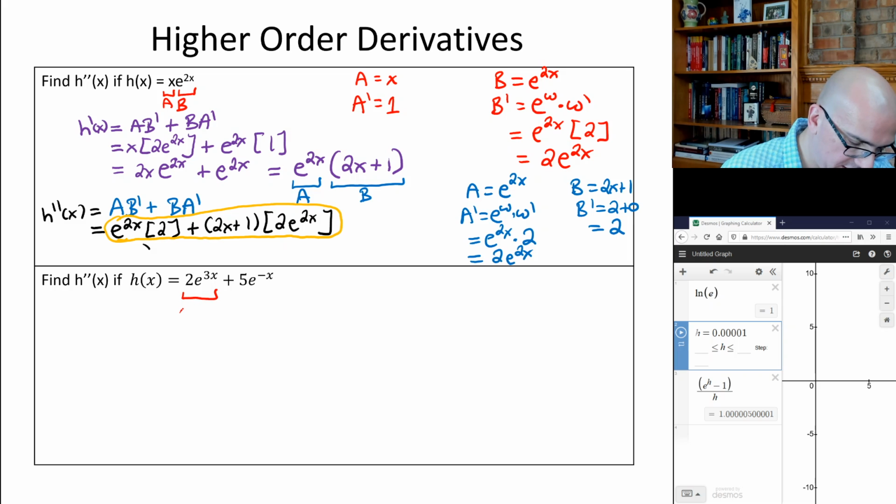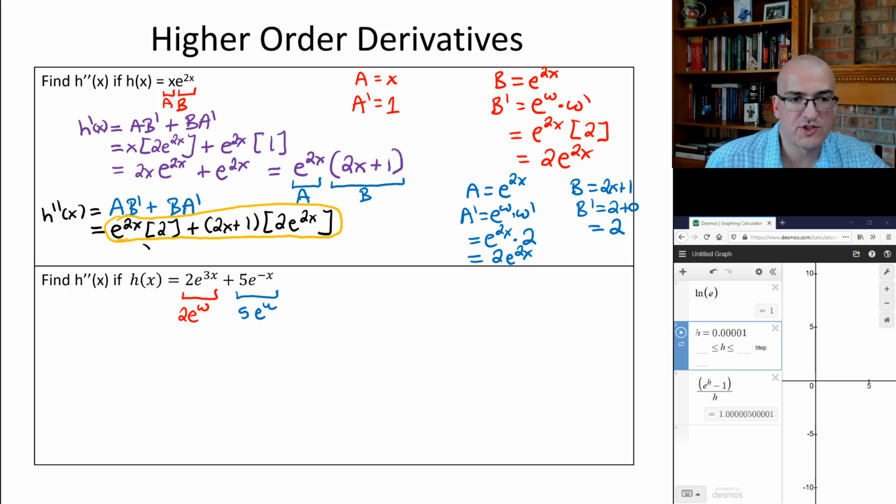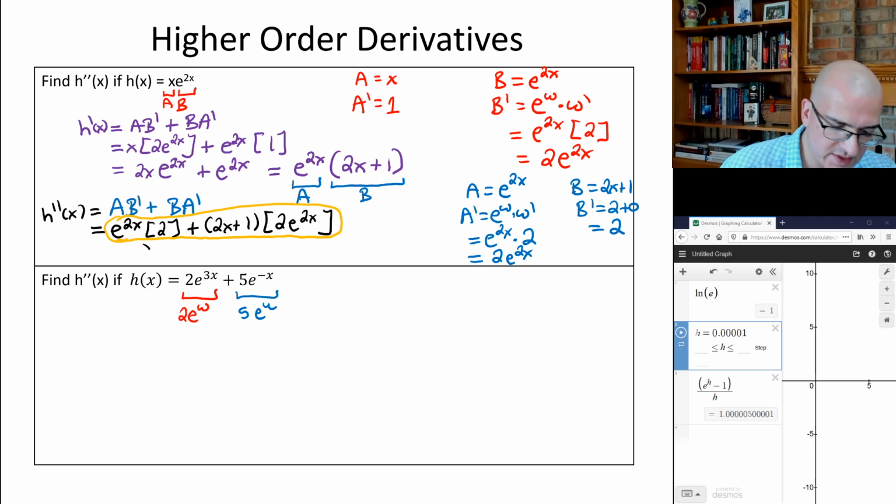So this is a 2e to the w, and the one beside it is a 5e to the u. Just to use a different letter. You can use a blue W if you want, if you have different color pencil crayons or markers, whatever you're using. If you want to use different colors, go ahead and use a red W and a blue W, but if you're using pencil or pen in your notes, choose different letters. So W and U would be good choices.